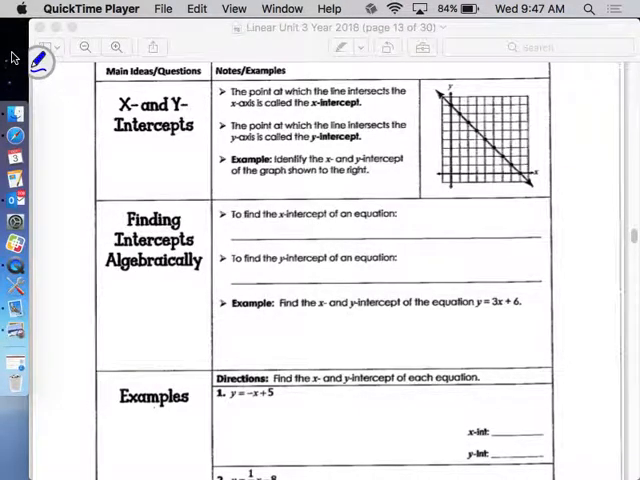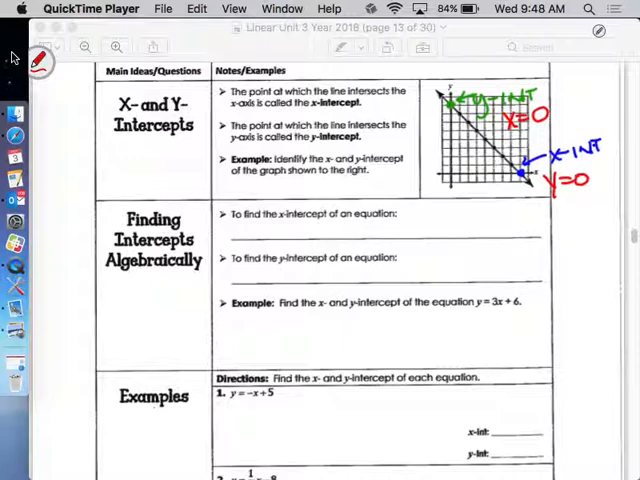So let's just review what that is again. An x-intercept is where the graph crosses the x-axis, and the key trait being y is 0 in your ordered pair. The y-intercept is the point where the graph or the line crosses the y-axis, and the key trait here being that x is 0.